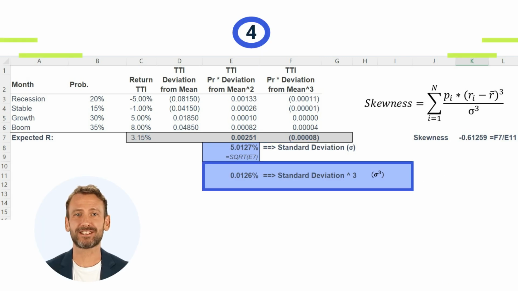The fourth step is to determine the denominator of the skewness formula. Doing this is simple. You only need to raise the standard deviation to the third power. In this case, the result is 0.0126%.